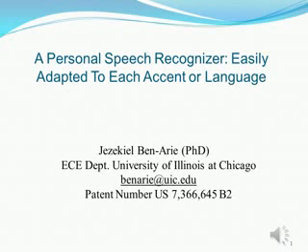We want to describe here a personal speech recognizer which can be adapted and trained easily to any accent or language. The recognizer is based on a novel algorithm called RISC, which stands for Recognition by Indexing and Sequencing. RISC was invented and patented by Professor Jezikiel Ben-Ari.